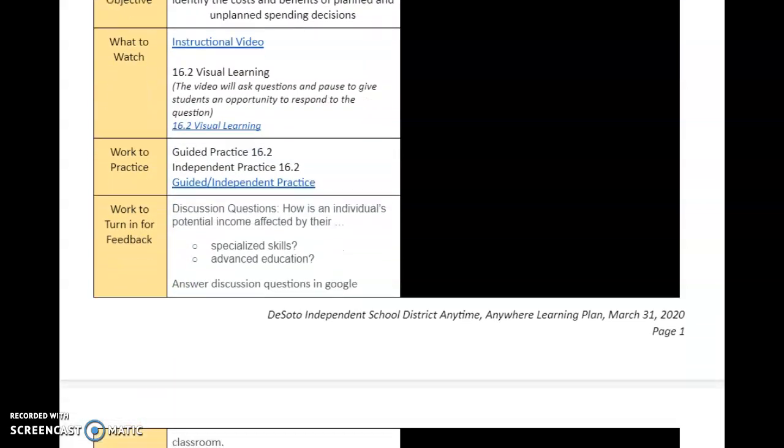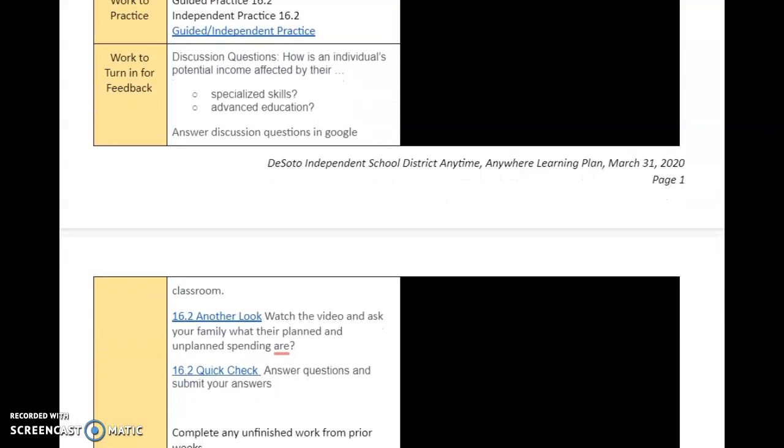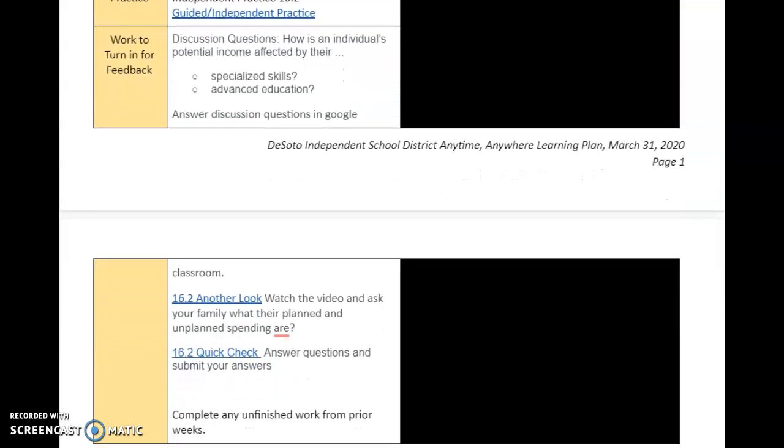Work to turn in. Each week, students will have at least 1 discussion question to answer. The purpose of the discussion question is to foster collaborative communication and conversation among students and their peers, as if we were still inside of the classroom. This gives students an opportunity to talk with their peers and to co-construct knowledge.